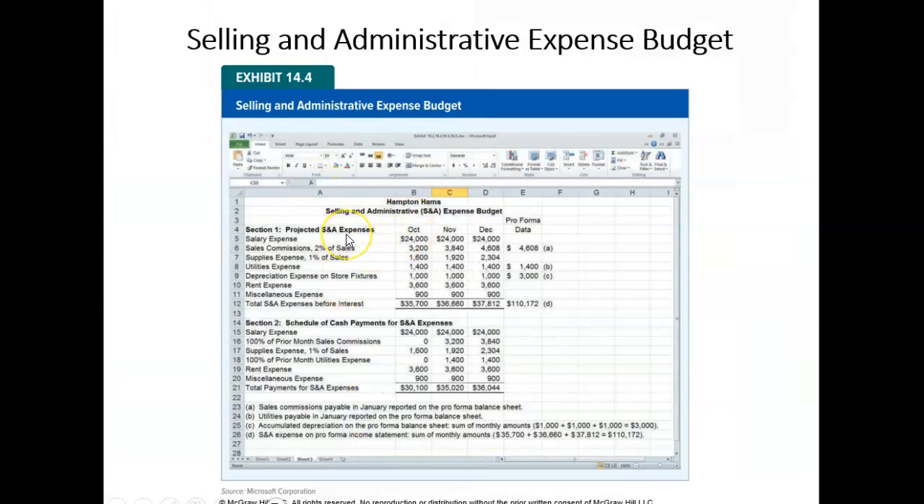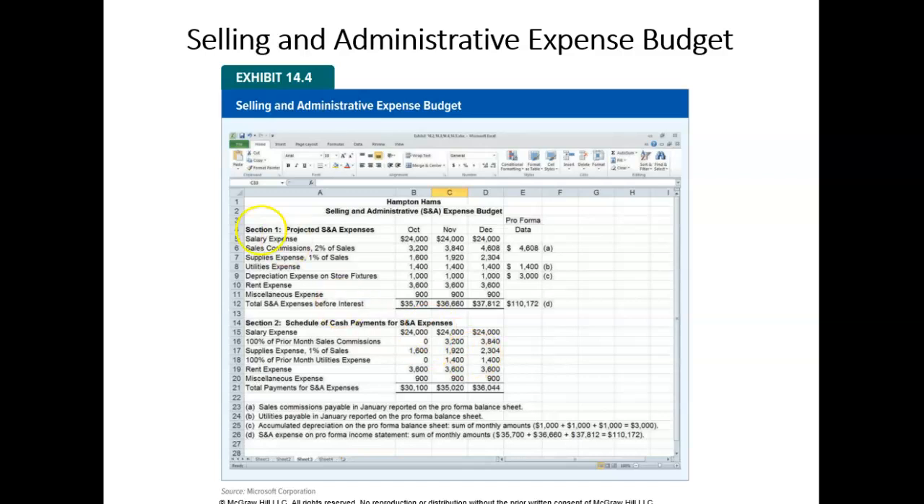So these are the line items that are going to be shown on our selling and administrative expense budget. Okay, so here we have our projected salary expense, our sales commission, our supplies expense, utilities, depreciation, rent expense, and your miscellaneous expense for the month of October, November, and December. This shows the expected schedule of cash payment for these expenses.